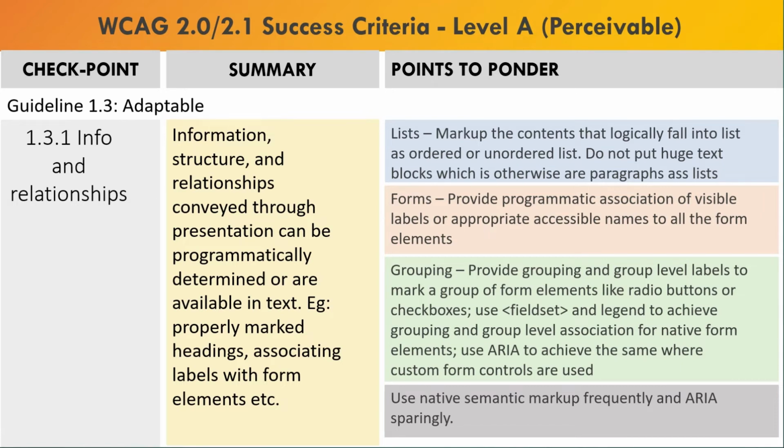Forms: provide programmatic association of visible labels or appropriate accessible names to all the form elements. Grouping: provide grouping and group level labels to mark a group of form elements like radio buttons or checkboxes. Use fieldset and legend to achieve grouping and group level association for native form elements. Use ARIA to achieve the same where custom form controls are used. Use native semantic markup frequently and ARIA sparingly.